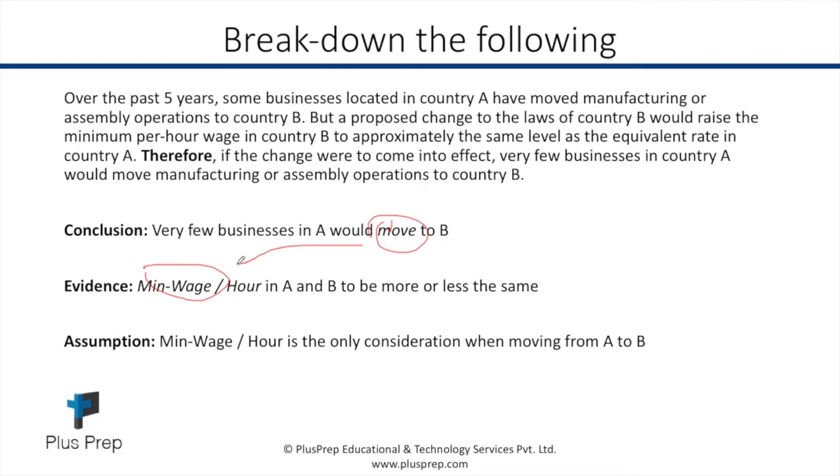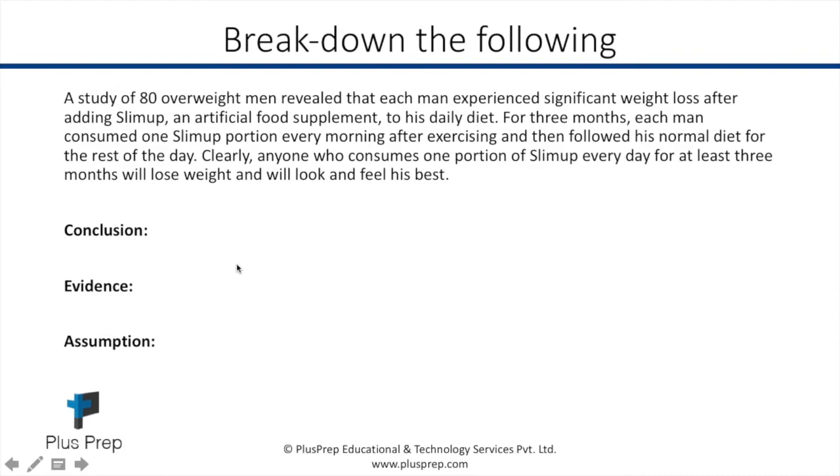So what do you think he's assuming? Well, he's assuming that minimum wage per hour is the only consideration that these businesses have when they move from A to B. Make sense? Or in other words, there are no other considerations that they take into account when they move from A to B. Let's look at another example. Again, go through the same process. Once you've jotted down another conclusion, evidence, and the assumption, you can unpause the video.